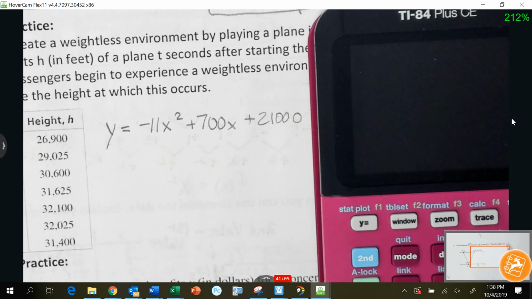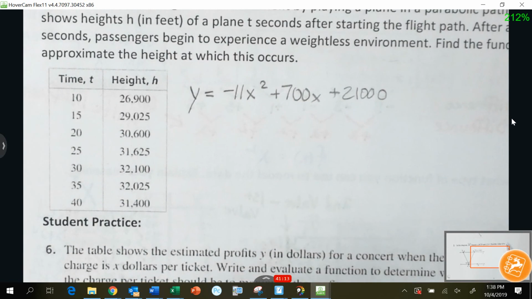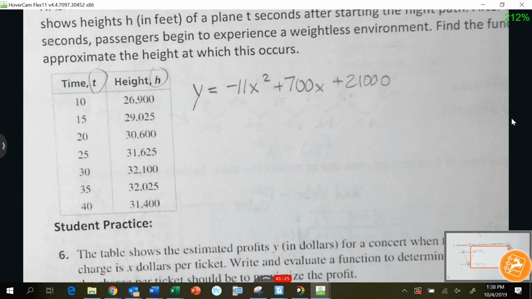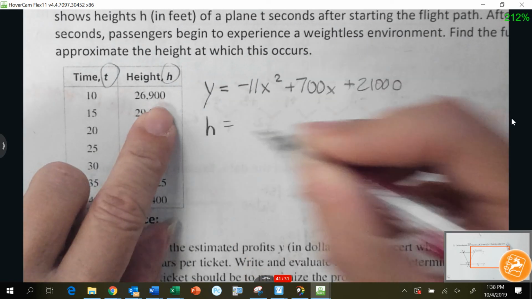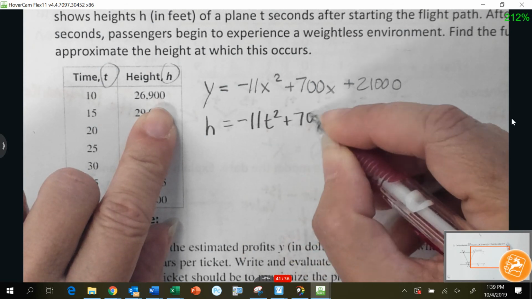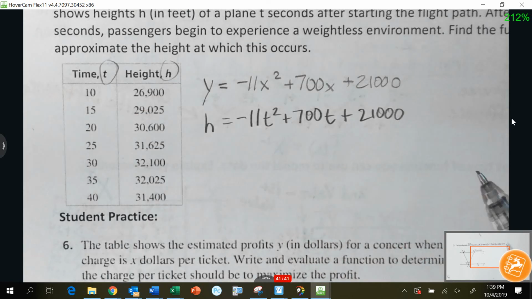All right, Katie reminded me of something important. If you ever do a Big Ideas online assignment and you don't notice it, they do this stuff to you all the time and you'll keep hitting check and wonder why you're doing it wrong. They did not use X and Y. They used T and H. Change my equation. T would be like the X, so this will be H equals negative 11 T squared plus 700 T plus 21,000. We're almost out of time.